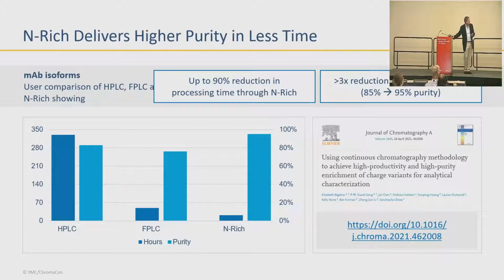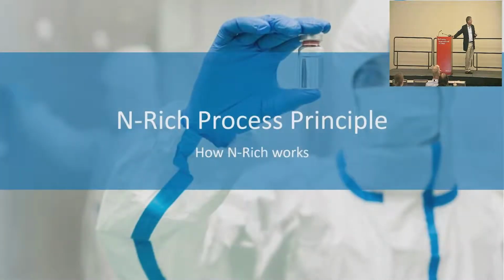This is a publication that was put out, I believe it was last year, that compares a process for MAB isoforms. They used some HPLC to isolate these different isoforms, and here they compare how much time and effort it took with the traditional HPLC, with the FPLC model, and then the Enriched model in order to obtain their materials. And then I'm gonna go into a little more detail on how the actual Enriched process works.